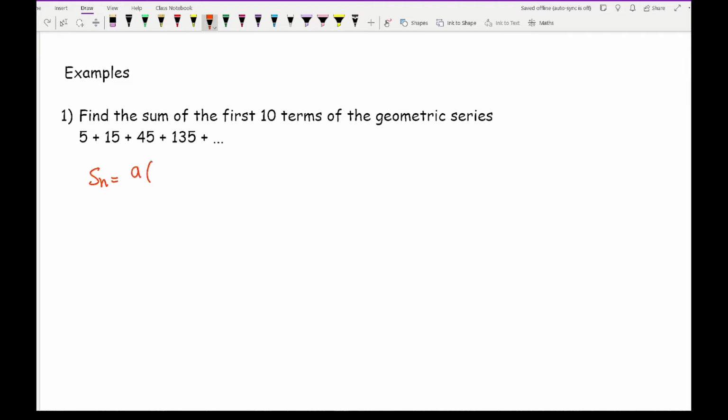So I'm going to go for a, and then 1 minus r^n over 1 minus r. Now to use this formula, I need to pick out the key bits of information. So from the question, I can see that n equals 10, and that a is going to be equal to 5. And to work out r, all I've got to do is divide two consecutive numbers together. So I'm going to go for 15 divided by 5, which gives me 3. So therefore r equals 3.